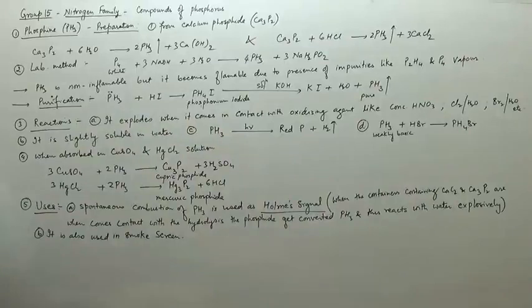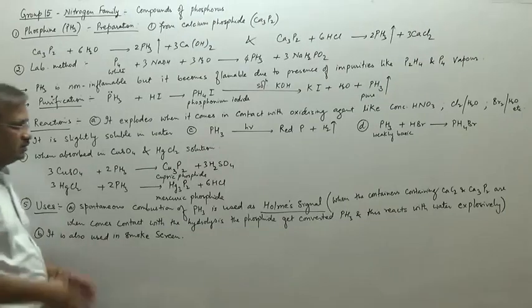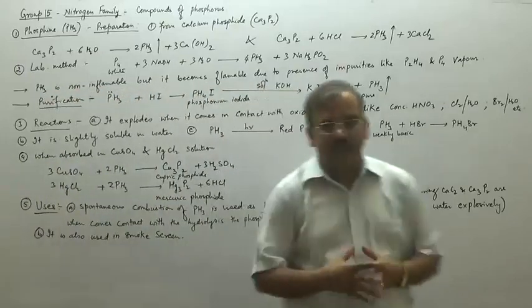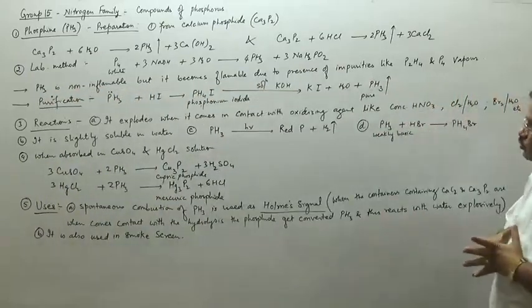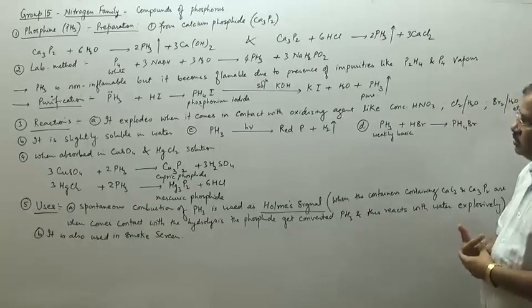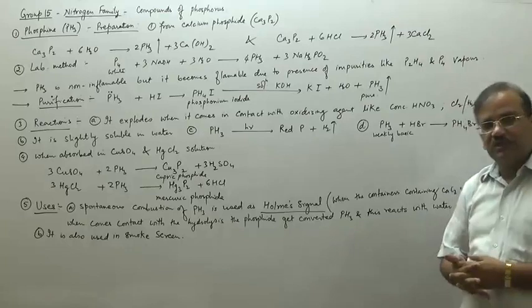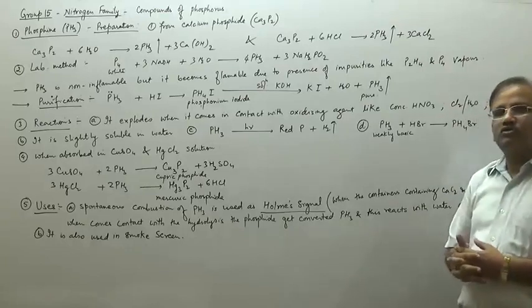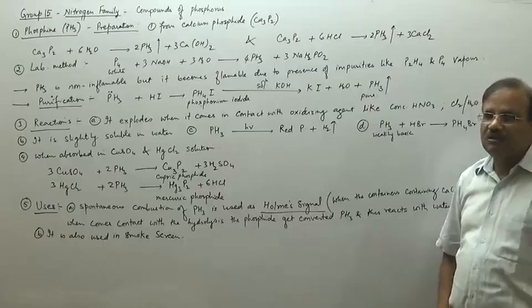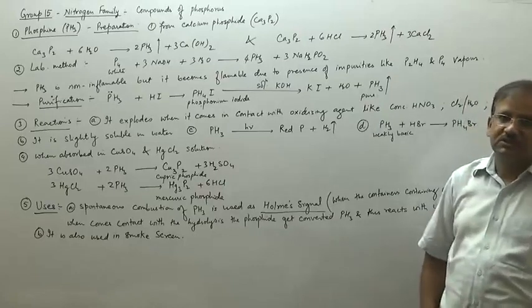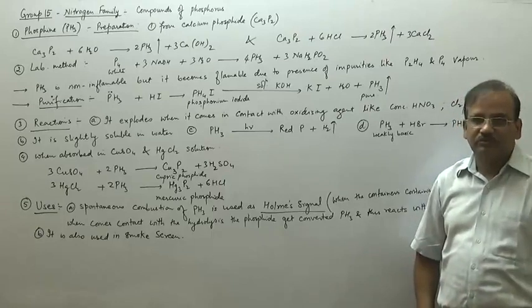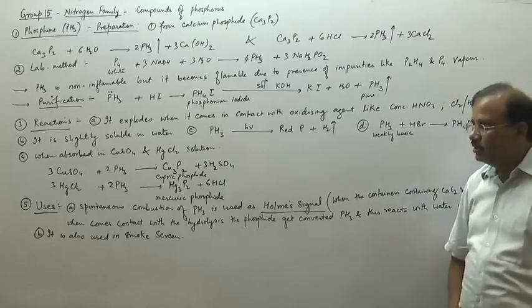So that is all about the phosphine that we required, what we have discussed about phosphine. That's all in this class. In the next class we will discuss other compounds of phosphorus like PCl5 and PCl3, as well as the structure of the phosphorus compounds. So that is all in this class.